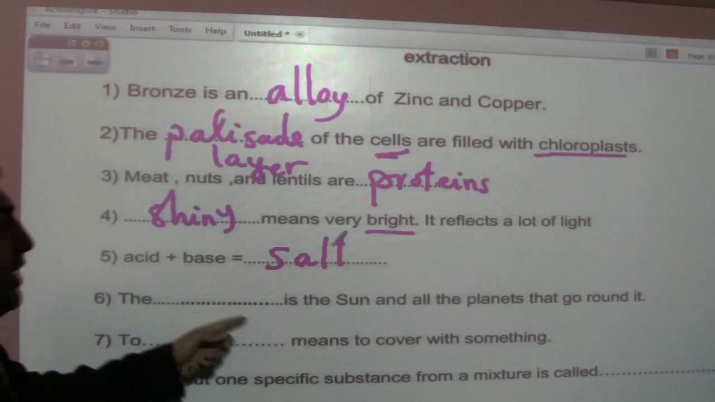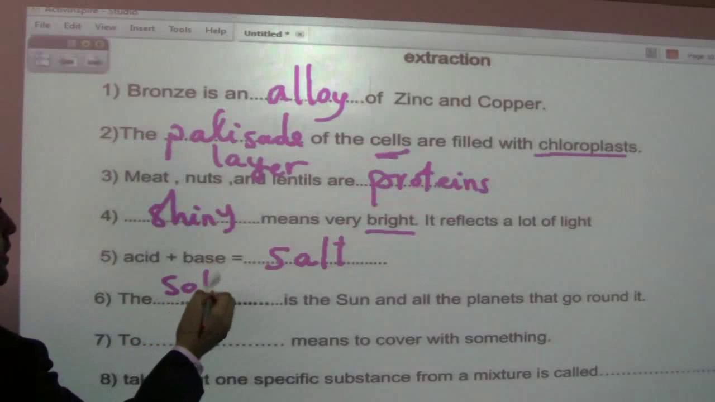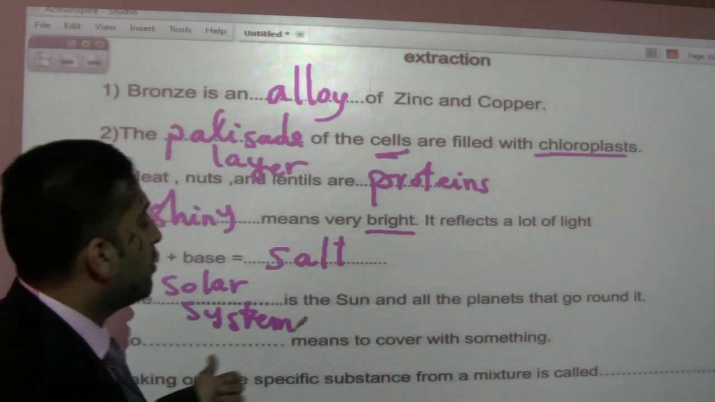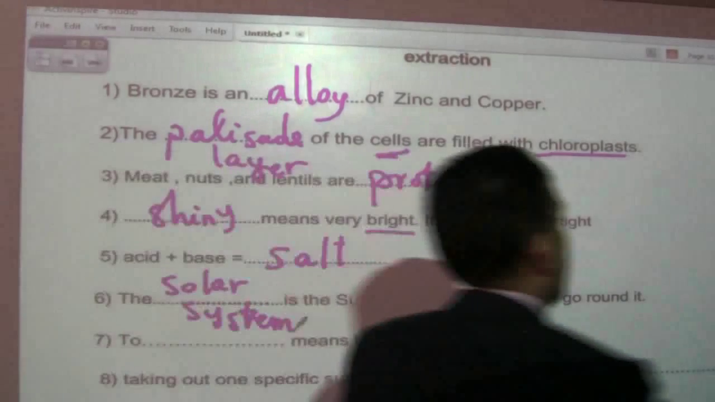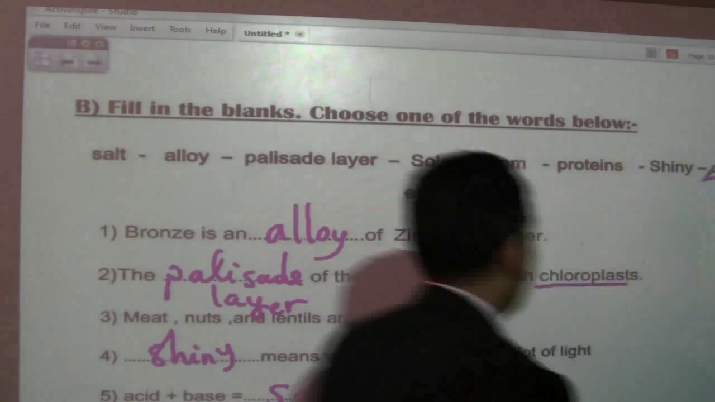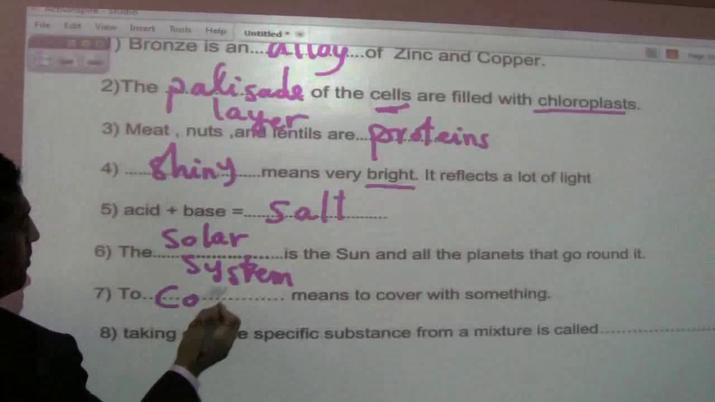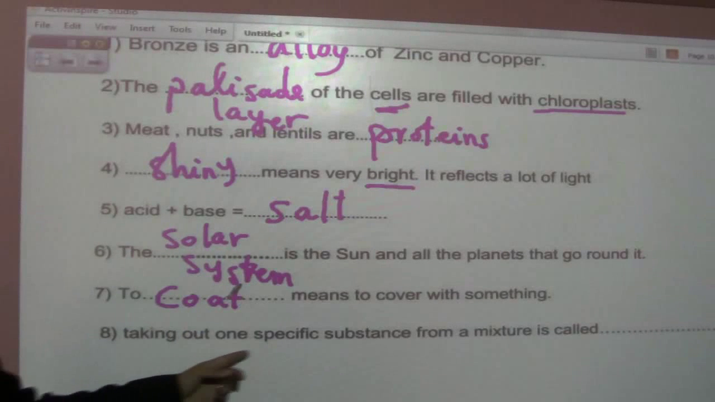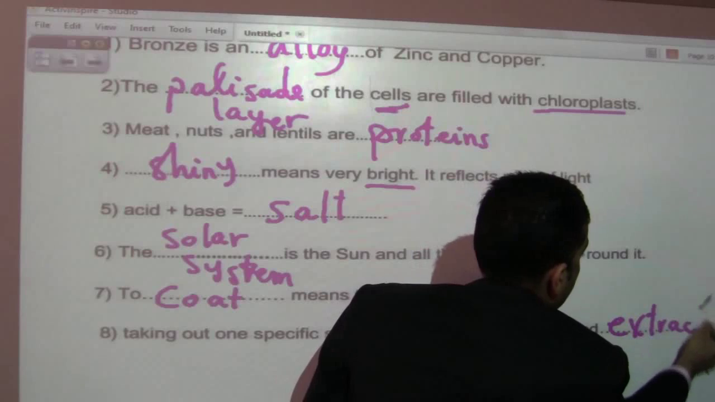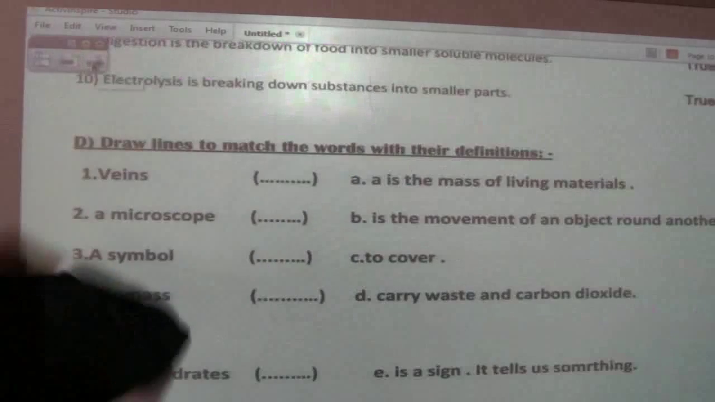Number 6, that is the sun and all the planets that go around it. It's the solar system. Okay? Number 7, to coat means to cover with something. It's coat. Taking out one specific substance from a mixture is called extraction. Go to the other questions, I'm sorry.